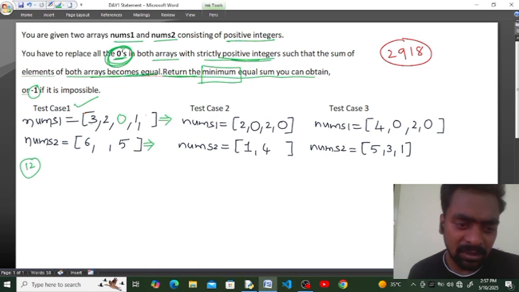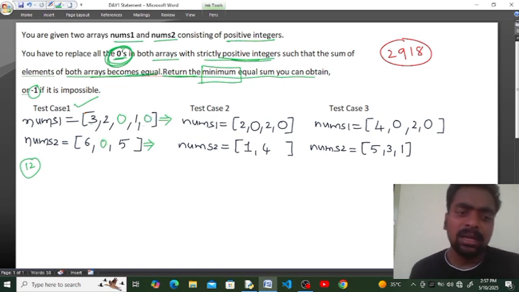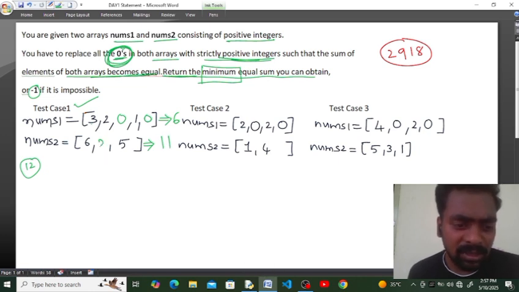So here we have 0, here we have 0, here we have 0, right? Now, here the total sum is 6 and this sum is 11, right? Now here what I will do, let me replace this 0 with 3, right? So now what is my total sum here? It will be 14, right? So now this is 16, this is 14, right?